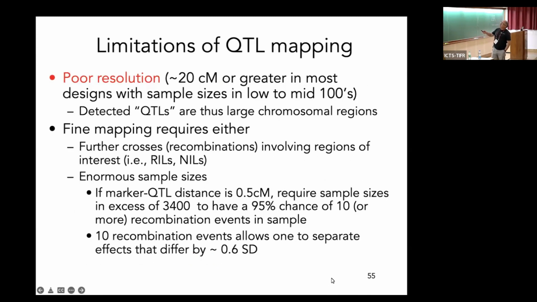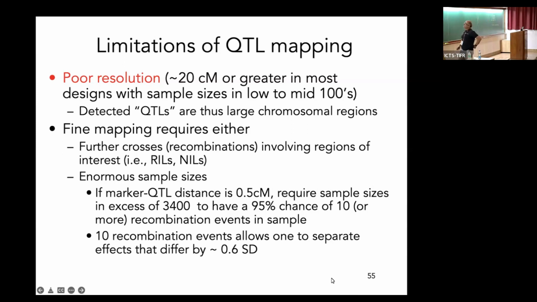So poor resolution, 20 centimorgans or greater was the typical design. Sample sizes in these typically were 300 or smaller because you've got to look at one family. Fine mapping requires making special crosses like nearly isogenic or recombinant inbreds. Chapter 18 talks about that, or enormous sample sizes.